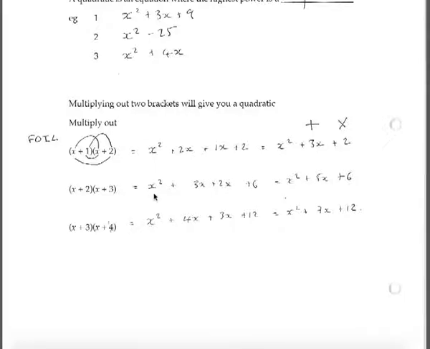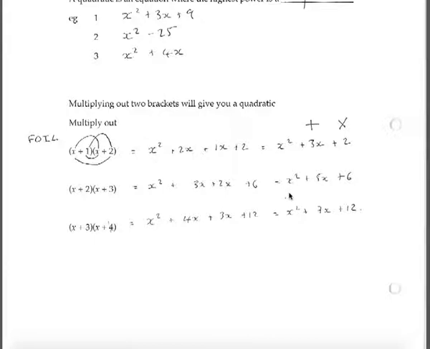Now you can do exactly the same for these other two, and what you notice at the end is you always get the same pattern. The number of x's is always what you would get if you took the two numbers inside the brackets and added them together. The number on the end of the equation is always what you would get if you took the two numbers inside the brackets and times them together.